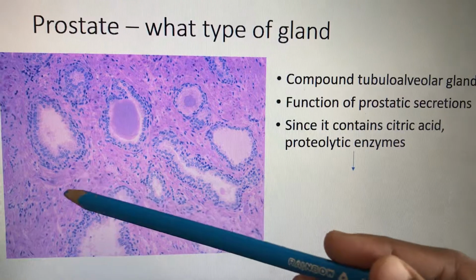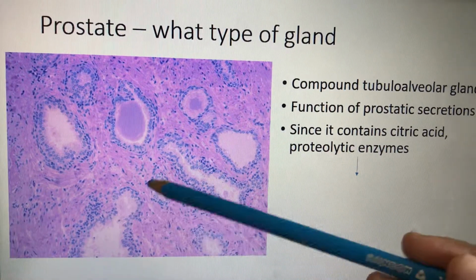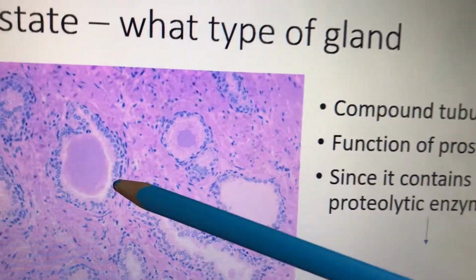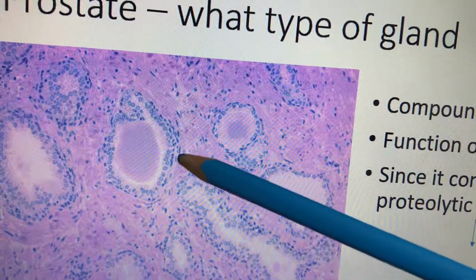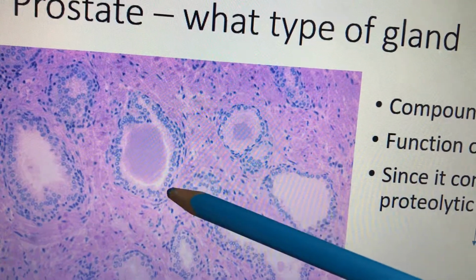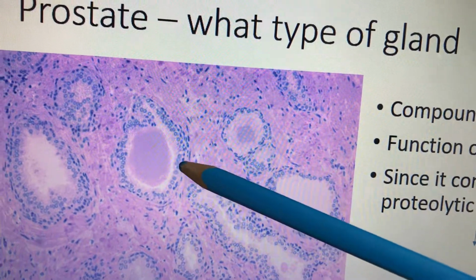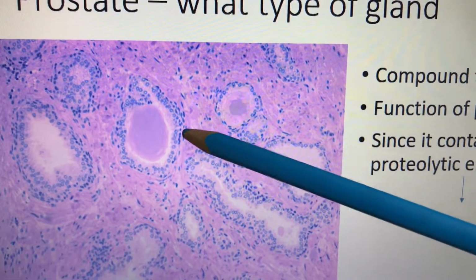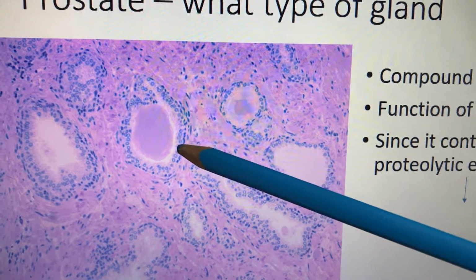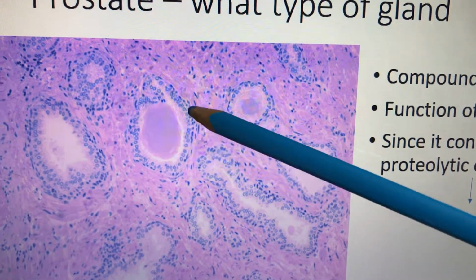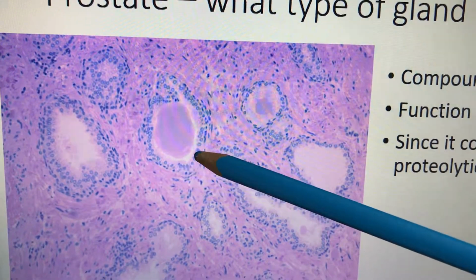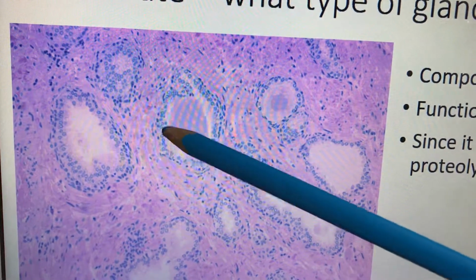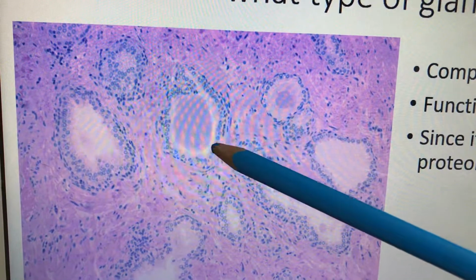These alveoli are lined by what? These are lined by columnar cells. And you can see basally you have some basal cells. If these basal cells are increased in number, that is the only thing to differentiate benign from malignant. So in the pathology slides you can see the basal cells, and here in the histology of the anatomy you can see the columnar cells. Can you see the columnar cells?